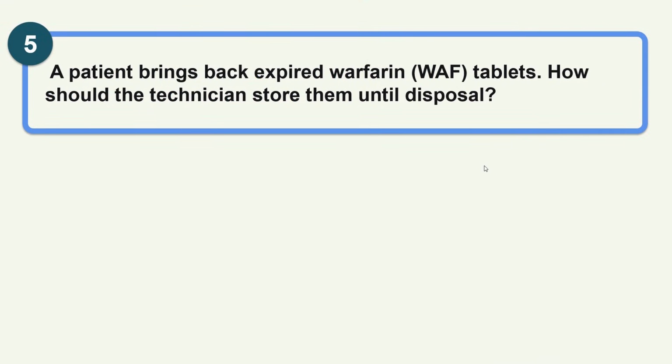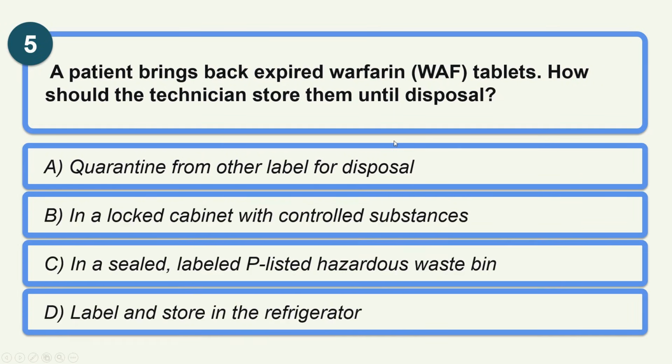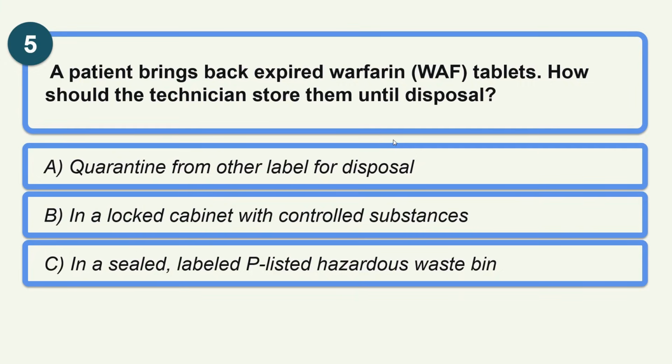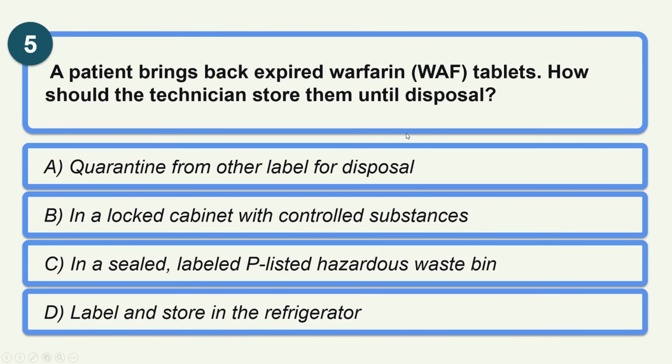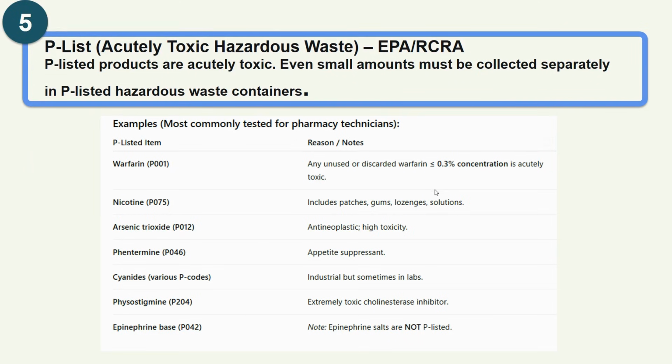A patient brings back expired warfarin tablets. How should technicians store them until disposal? A. Quarantine from other drugs and label for disposal. B. In a locked cabinet with controlled substances. C. In a sealed, labeled P-listed hazardous waste bin. D. Label and store in the refrigerator. The correct answer is, until its disposal, warfarin should be sealed and labeled in a P-listed hazardous waste bin.